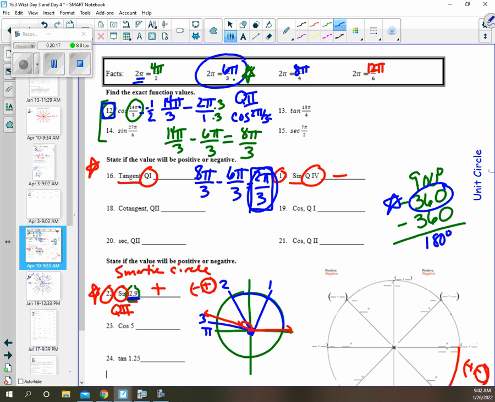Because it's the same location as cosine of 2 pi over 3, which is going to give me a negative answer because it's cosine in quadrant 2, and it's going to give me the 1/2 ratio because it's pi over 3. So it's a little bit extra work to figure out where I am, because it's not so obvious. You have to find an angle that ends in the same spot.